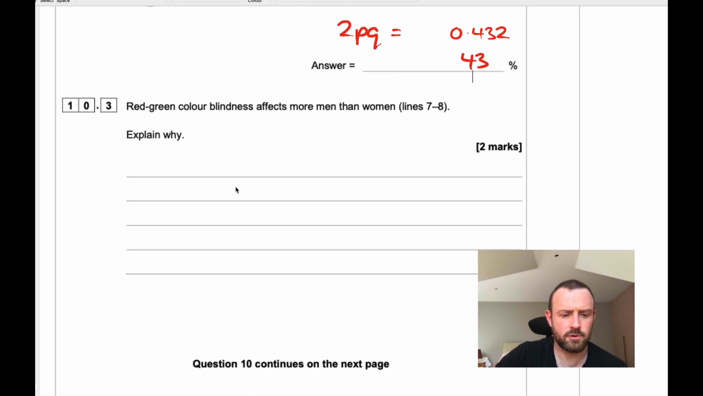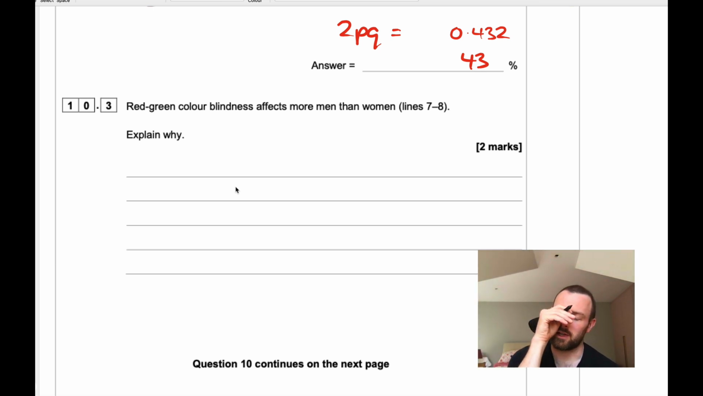Okay, red-green color blindness affects more men than women. This is a sex-linked condition. So for men to inherit the condition, they only need to inherit 1 copy of the faulty allele. For women to inherit the condition, they need to inherit 2 copies of the faulty allele.